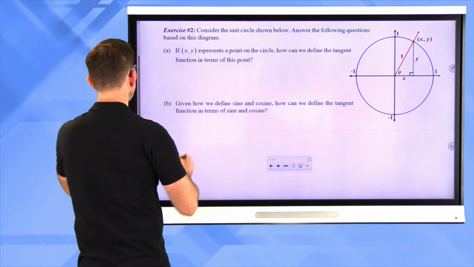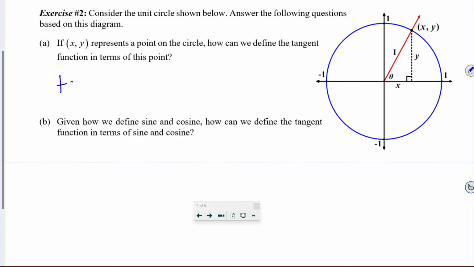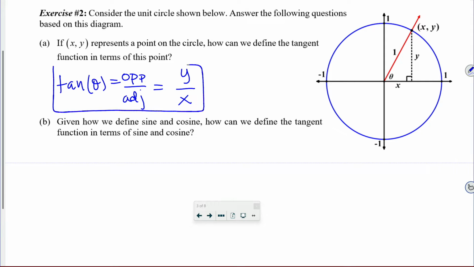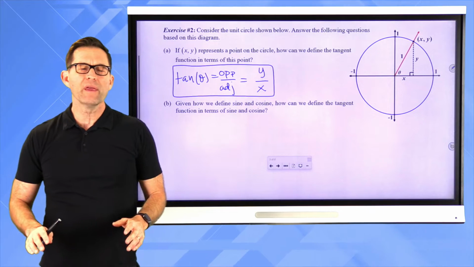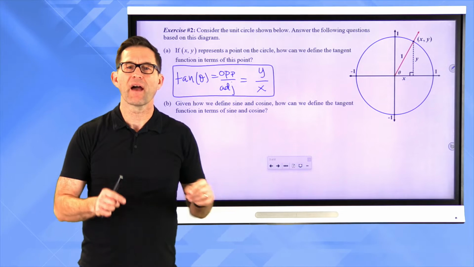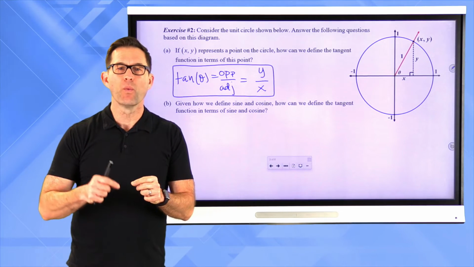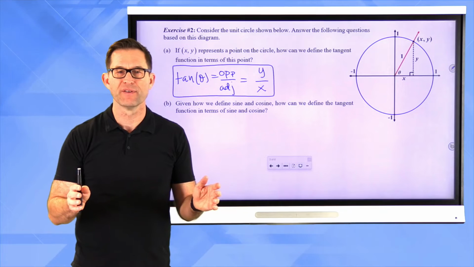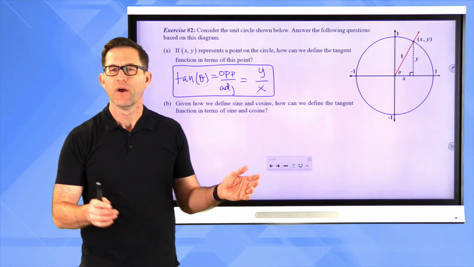Well, we know that the tangent of theta should be the opposite divided by the adjacent, but that should just be y divided by x. There we go. Before we even move on to letter B, I want to point something out about this that I think is helpful to think about as we work on tangent throughout the rest of this unit, which is all of 3 more lessons, right?